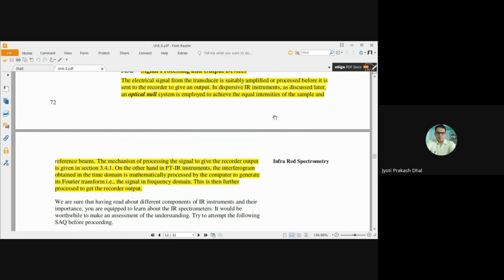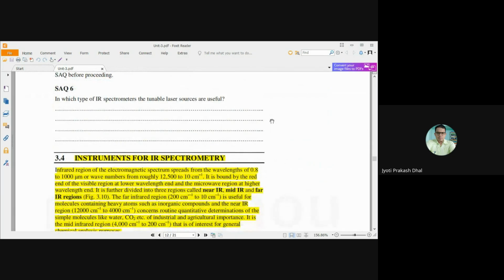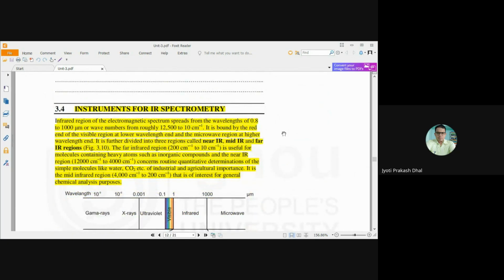The electrical signal from the transducer is suitably amplified and processed before it is sent to the recorder to give an output. In the dispersive IR instrument, an optical null system is employed to achieve equal intensity of the sample and the reference material. And the mechanism of processing the signal to give the recorder output will be discussed here.